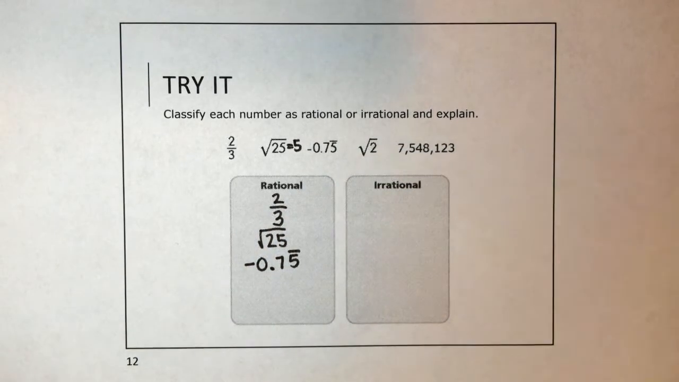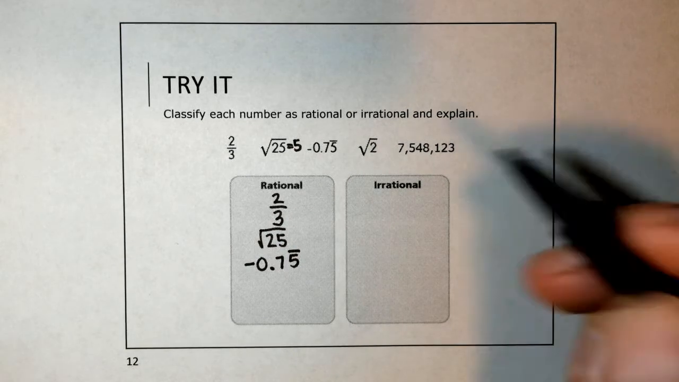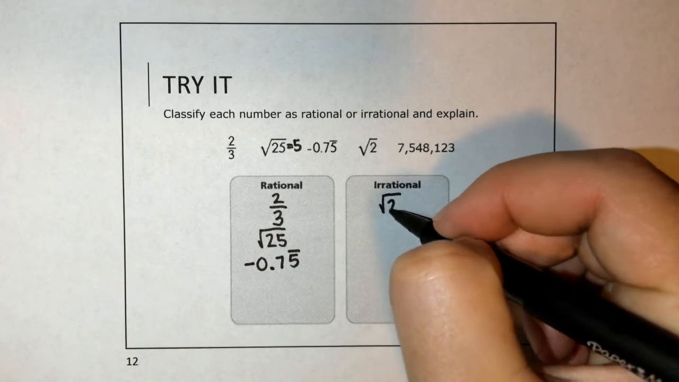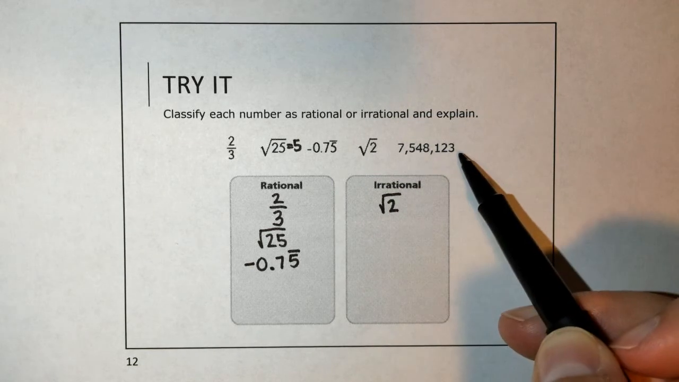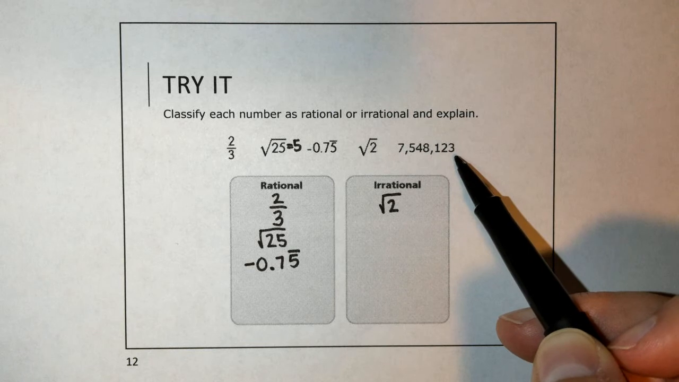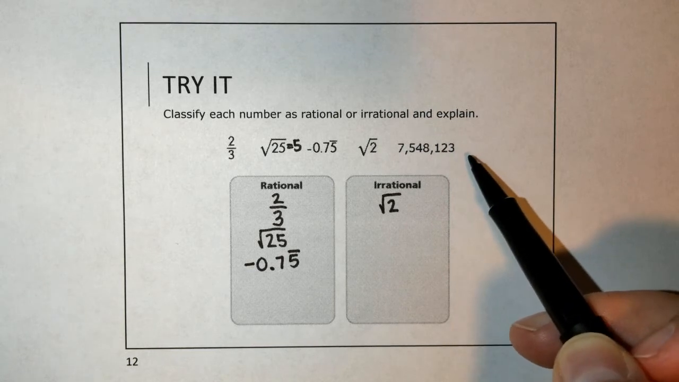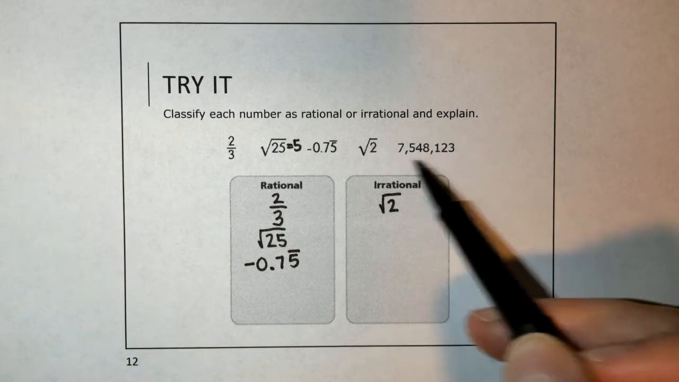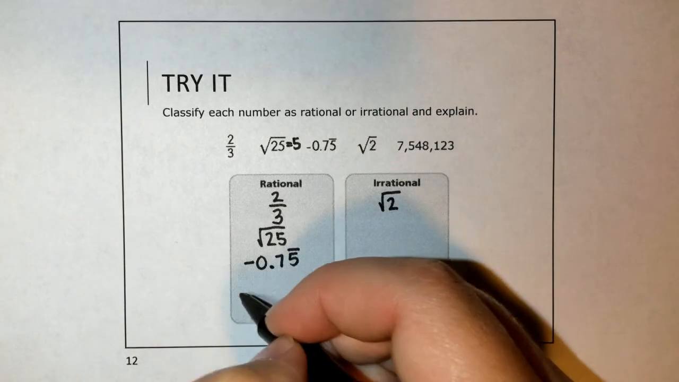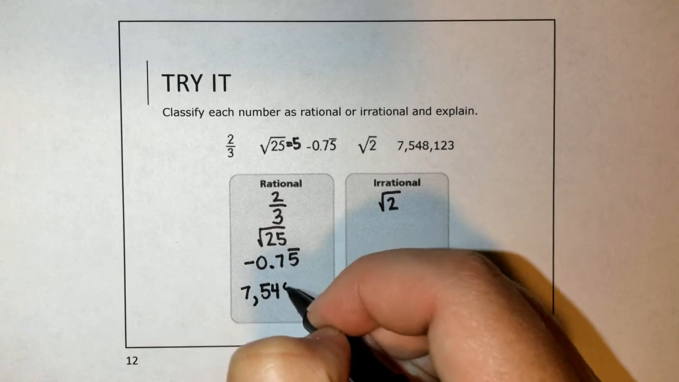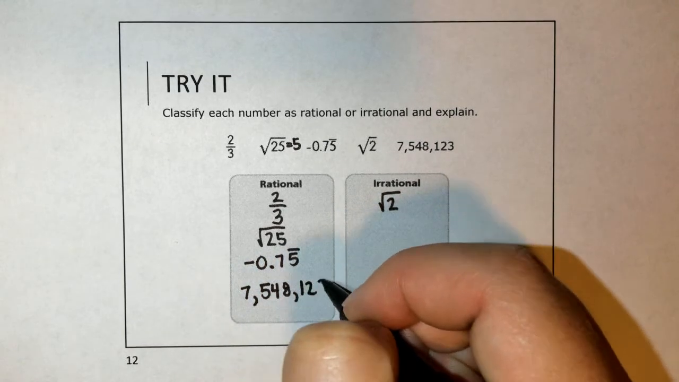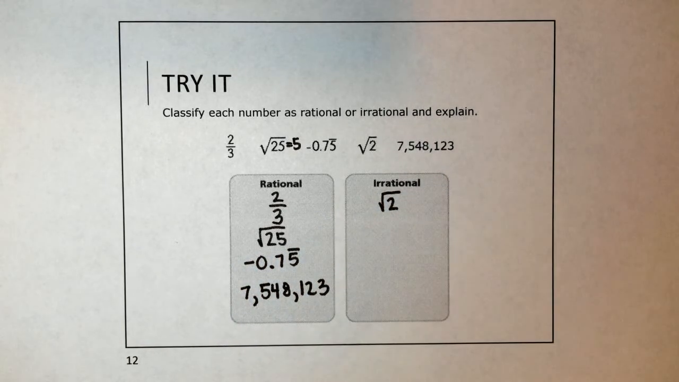The square root of 2, 2 is not a perfect square, so that's going to be an irrational number. And then the last one, it terminates. It doesn't repeat because there's no decimal. Okay, so it's a terminating number, so it's considered rational. 7,548,123. So the only number that is irrational here for this one is the square root of 2.